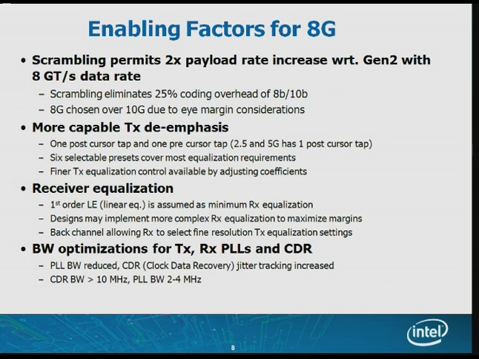So 8 gigatransfers per second, removing 8B/10B, which was imposing 25% overhead, and using a scrambling technique and some new framing mechanism that I'm going to show in more detail, was found as a solution. On top of that, more capability on the transmit side in terms of emphasis and equalization, and also on the receive side. Fundamentally, the third enabling factor for 8 gig is also the bandwidth optimizations for the PLLs.